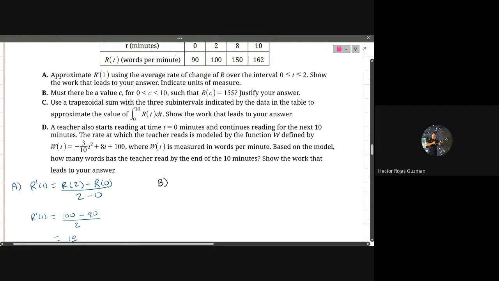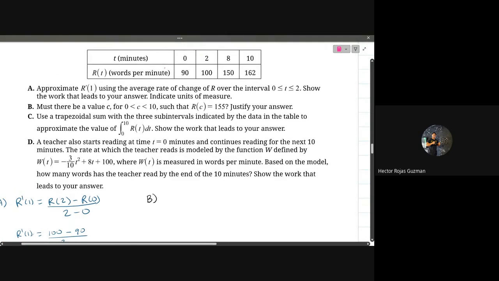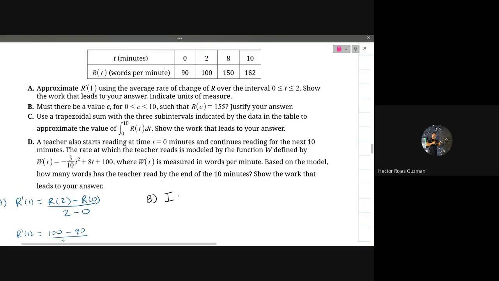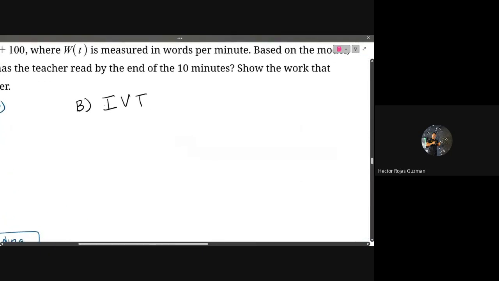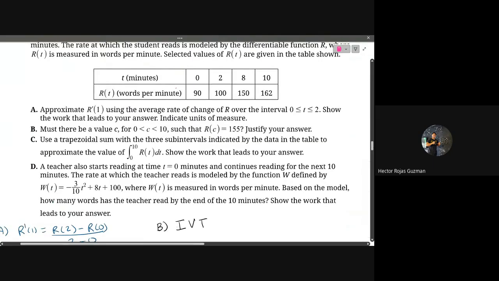Part B. Is there going to be a value C where R of C equals 150? That right there, talking about a value in between, is activating the intermediate value theorem. So, let's just actually analyze our table before I do anything. Is there going to be a value where we hit 155?